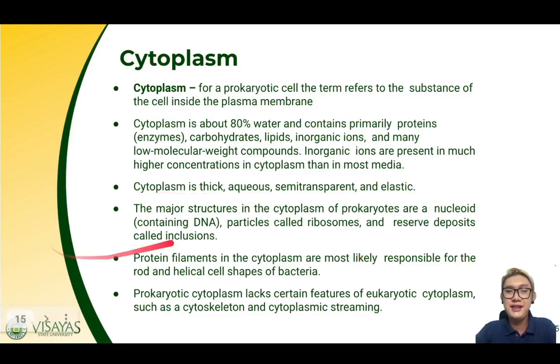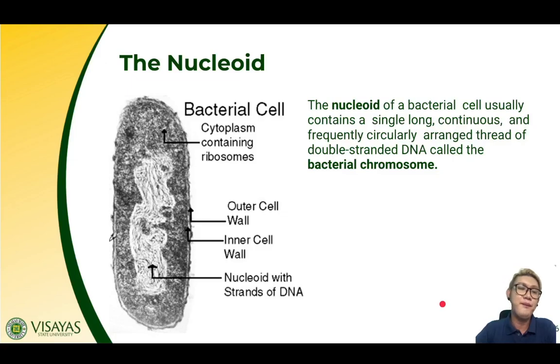Protein filaments in the cytoplasm are most likely responsible for the rod and helical shapes of bacteria. Prokaryotic cytoplasm lacks certain features of eukaryotic cytoplasm, such as cytoskeleton and cytoplasmic streaming.